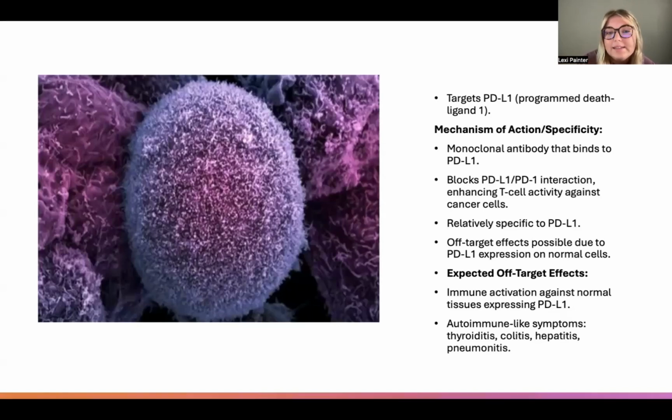And avelumab is designed to specifically target PD-L1 expression, which makes it a relatively specific therapy. However, because PD-L1 can be expressed on normal cells, not just cancer cells, there can be off-target effects. And these effects are due to the immune activation against the normal tissues that are expressing the PD-L1 protein. And this can lead to autoimmune-like symptoms, including thyroiditis, hepatitis, and many others.